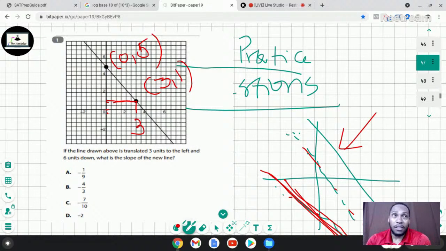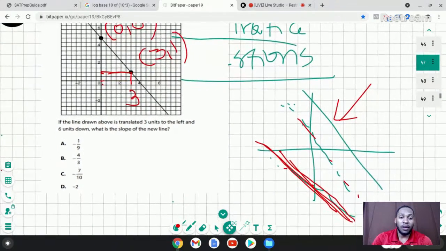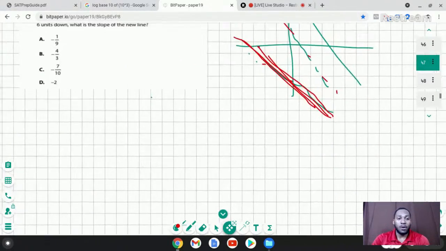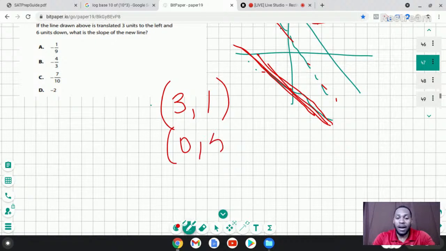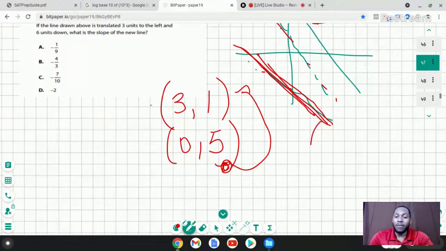What does that mean? The difference in y values divided by the difference in x values. So how do we find the slope of this thing? I have a point of 3, 1, and I also have another point of 0, 5. So what's the difference in y values? I think the y value of this guy minus the y value of this one. So that would mean 5.